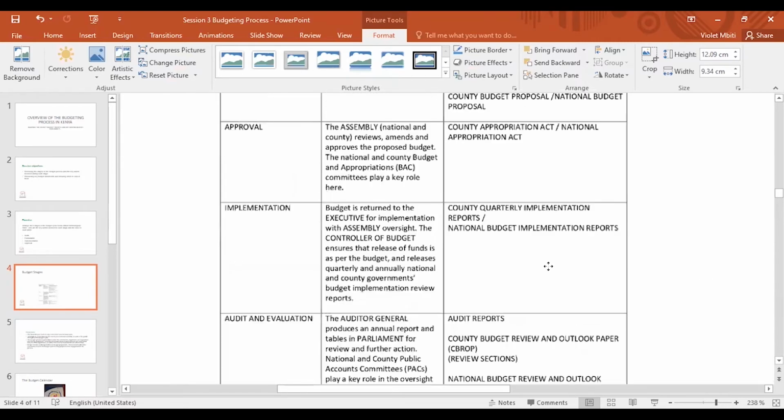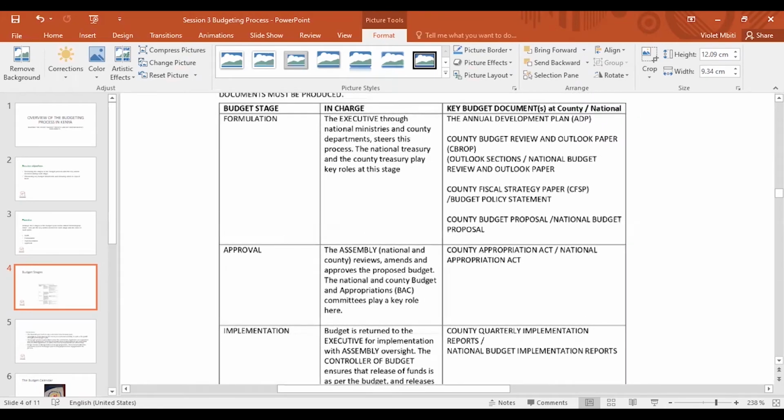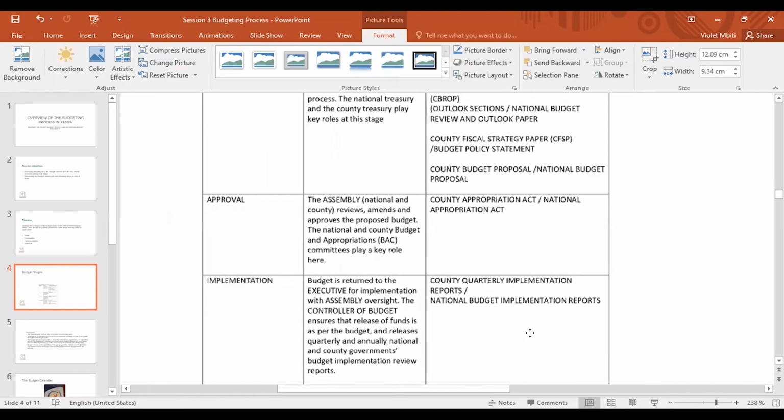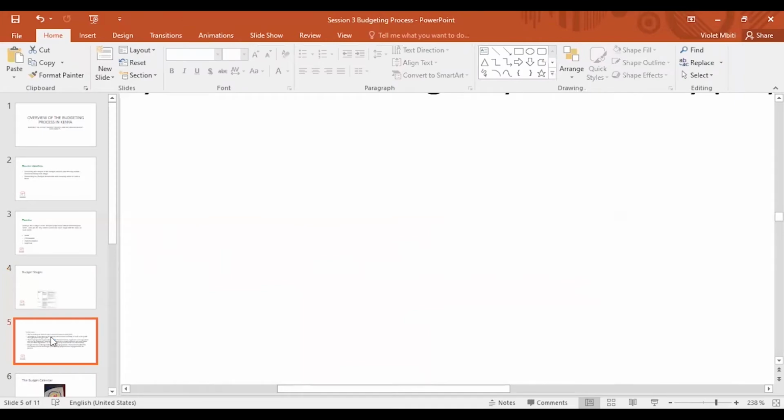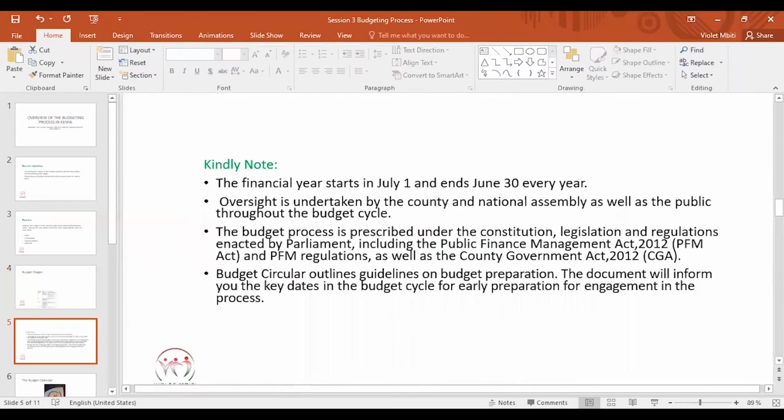If you look keenly at this particular document, you saw that I didn't mention now the budget calendar. So before we proceed to the budget calendar, kindly note, the financial year starts in July 1st and ends June 30th every year. Oversight is undertaken by the county and National Assembly as well as the public throughout the budget cycle.